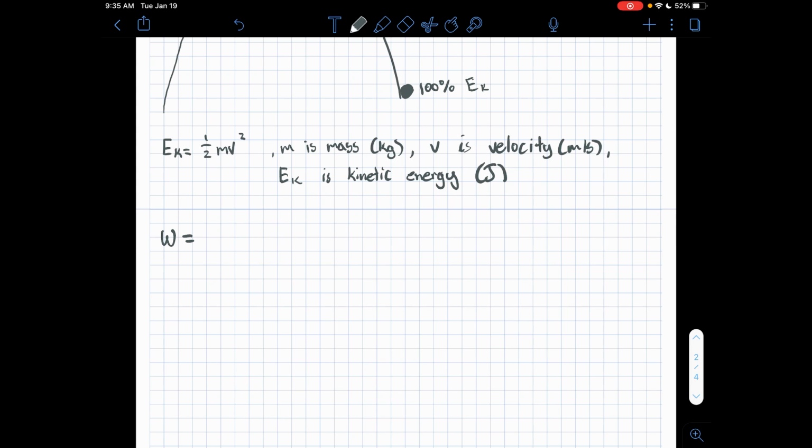So the second equation will look like this. The work being done is equal to the final kinetic energy, which is EKF, minus the initial kinetic energy, which is EKI, or you can write it as EK naught. Now that we have this in mind, let's do some practice questions for kinetic energy, and then we'll move on to potential energy.